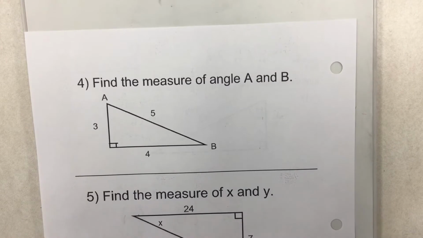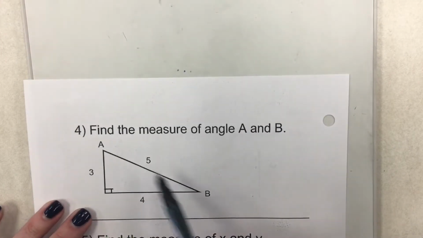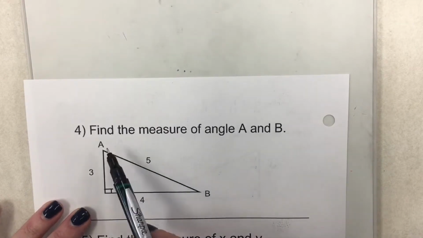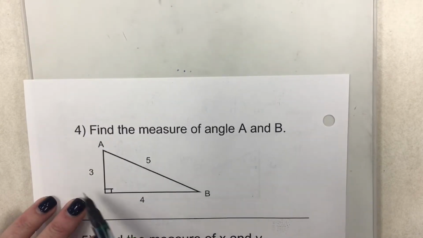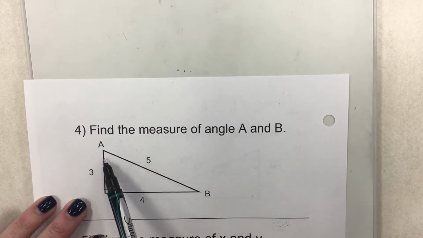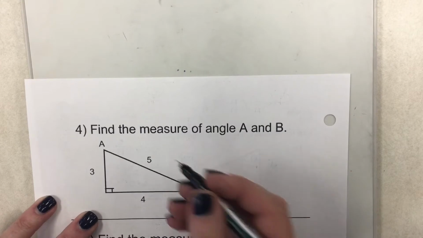Okay, let's flip to the back side. Let's look at number 4. Now we're looking for 2 different angles. Okay, we're looking for A and we're looking for B, given all 3 sides. So we have lots of choices that we can make. Do we want to start with angle A or do we want to start with angle B? We want to start with angle A because it comes first.